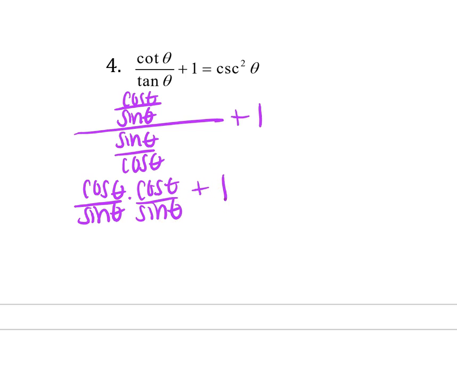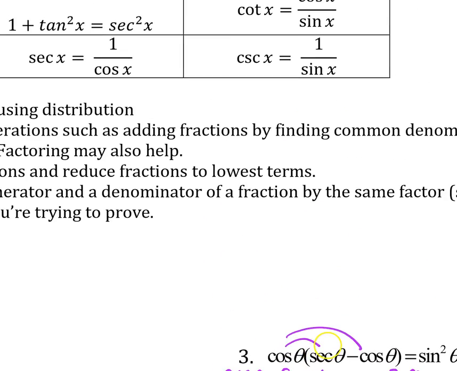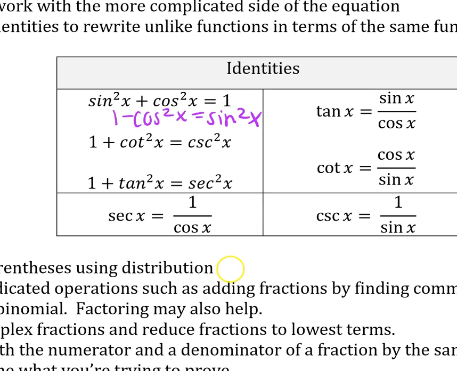Okay, so nothing cancels, but what I do get is cosine squared theta over sine squared theta plus 1. Now peek back up at the right-hand side here with what you're trying to do. I'm trying to get to cosecant squared theta. So if I peek back up at my identities, cosecant squared theta is 1 plus cotangent squared theta. I have a 1 plus down there.